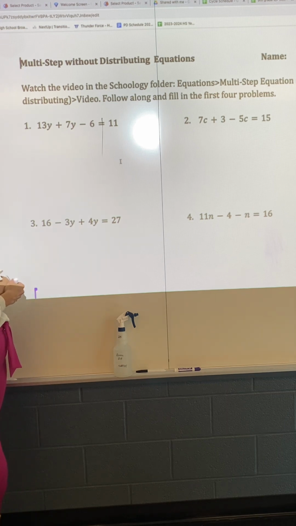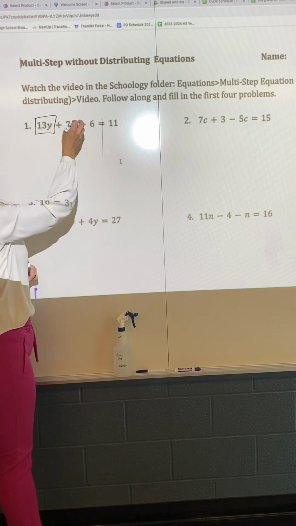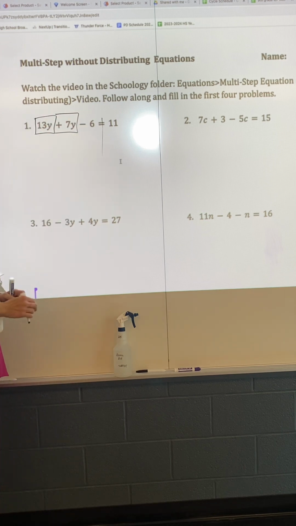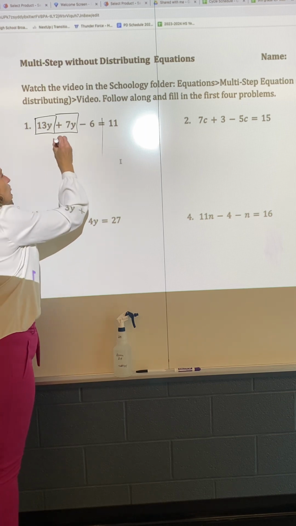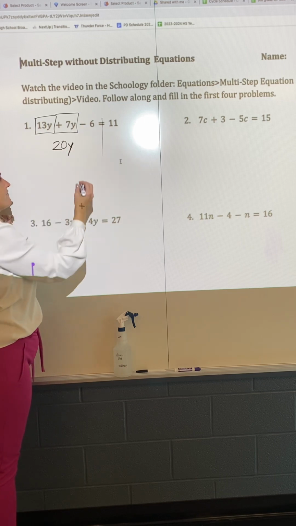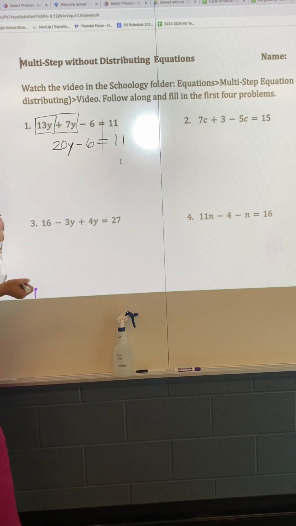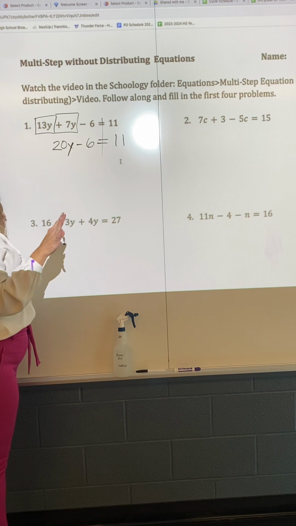So looking at these terms, I have 1, 2, 3 because I know that they're separated by a plus or a minus, and I see I have like terms here. It's going to be 13y and positive 7y. Let's simplify that and put those like terms together, which would give me 20y. Now I'm going to bring down everything else. I still have negative 6, my equal sign, and the 11. All right, so I can't do anything anymore. I can't combine these. They're not like terms.